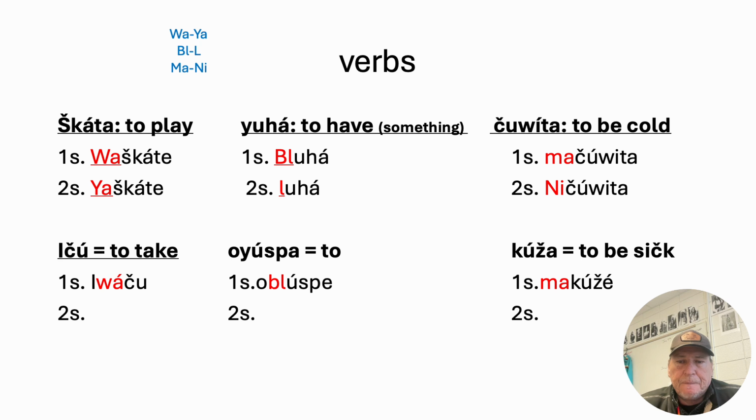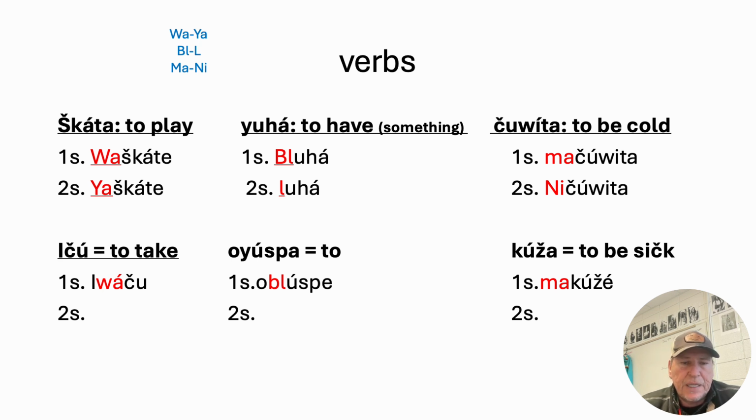For ma, so we have chuita, to be cold. First person singular, meaning "me" or "I." Machuita. Okay, when it's ma for "me," you flip it out with ni. So second singular would be nichuita. "You're cold."